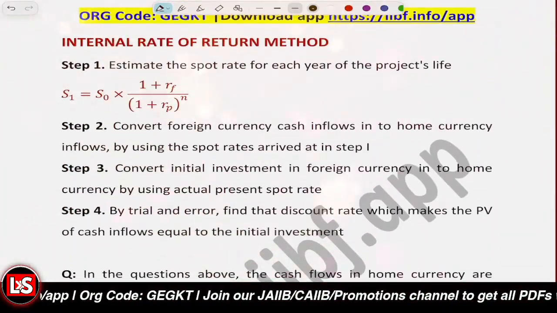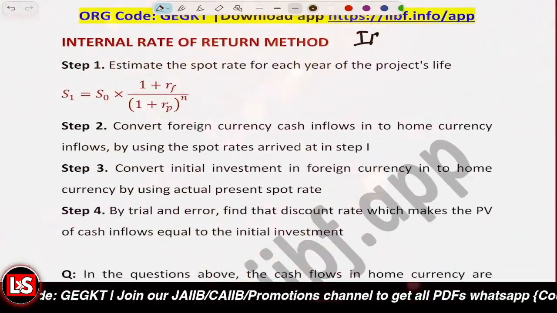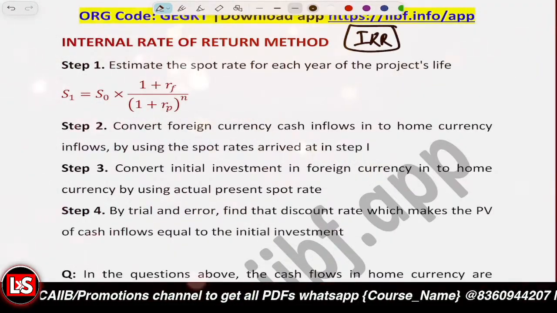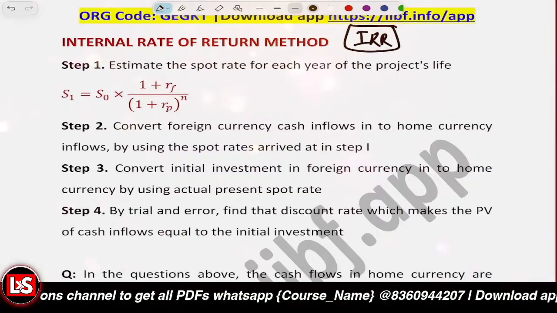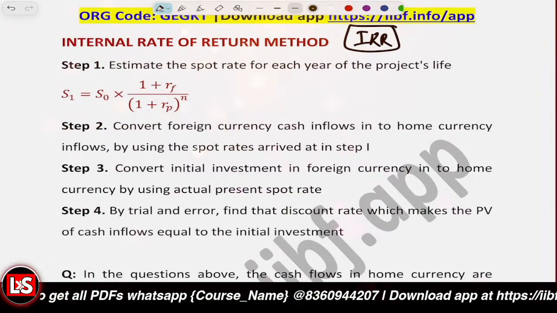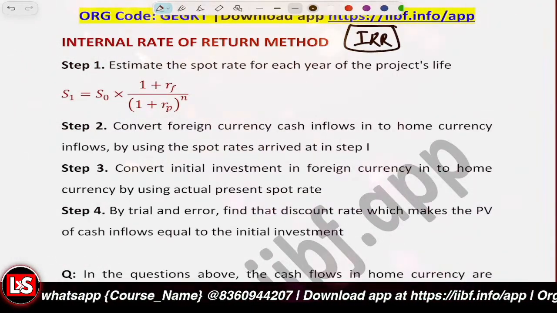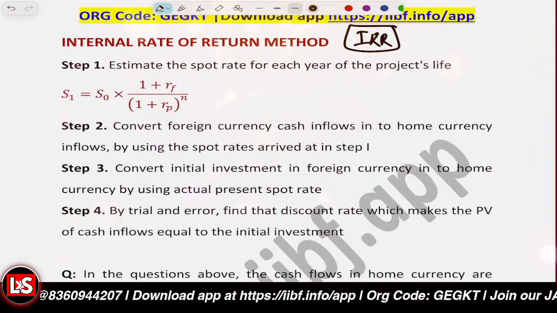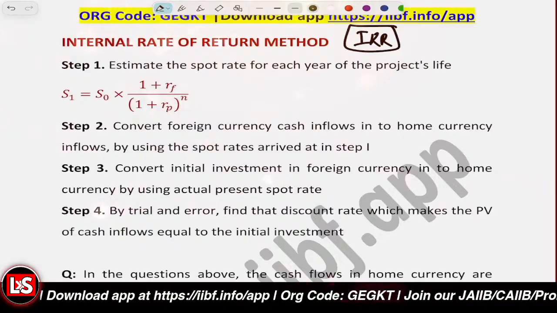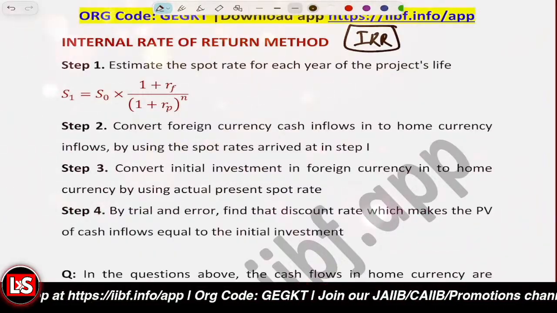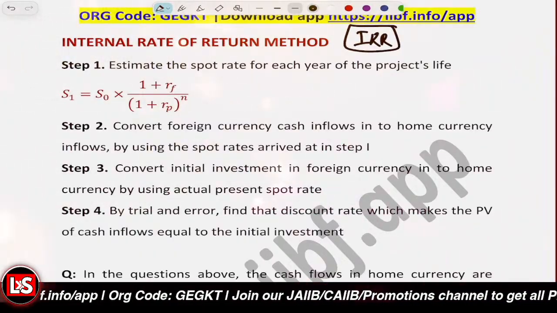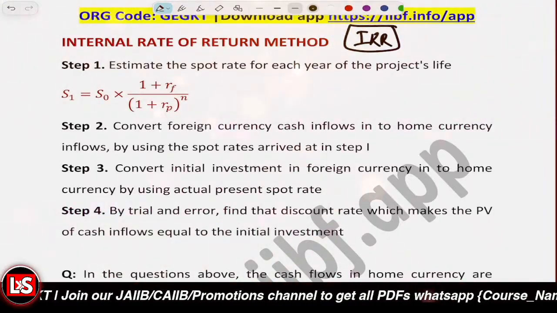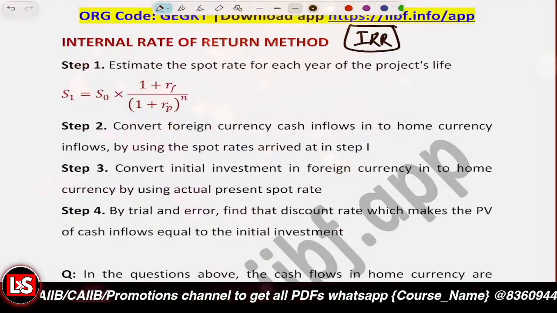Then there is the IRR. IRR is the discount rate at which the NPV becomes zero. So if IRR is greater than the cost of capital, do undertake the project. If IRR is lower than the cost of capital, leave the project. If IRR is equal to the cost of capital, it's up to you whether you want to undertake the project or not. And if we are dealing with mutually exclusive projects, then the project with the highest IRR is to be selected.